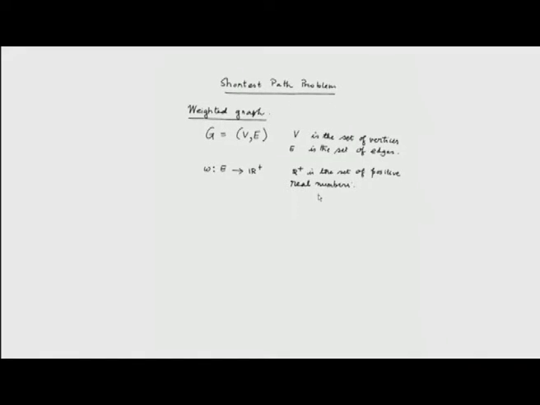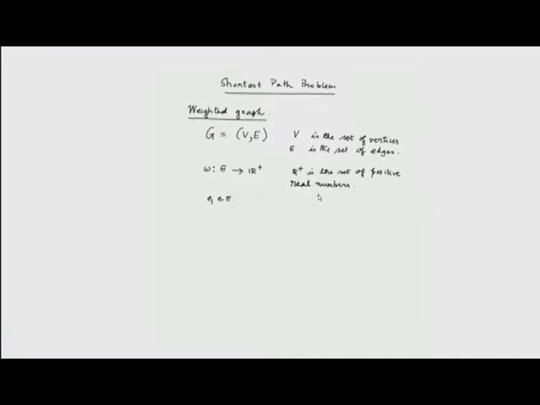and this function is called the weight function, and individual values of this weight function will be called the weights of edges. For example, suppose we have an edge E 1 belonging to E, we can operate the weight function on this edge E 1 and we will get W E 1, which is a positive real number and which will be called the weight of the edge E 1.